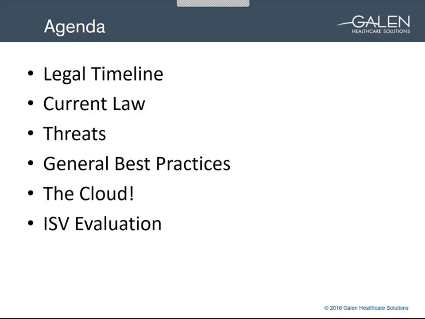We'll talk about some of the threats from a security point of view and how to mitigate those threats through best practices. The threats and best practices will be both in terms of mitigating the risk of a protected health information breach, as well as mitigating the penalties that might fall on your organization as a result of a breach, should that breach occur.